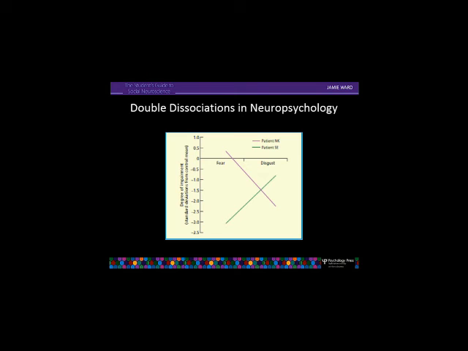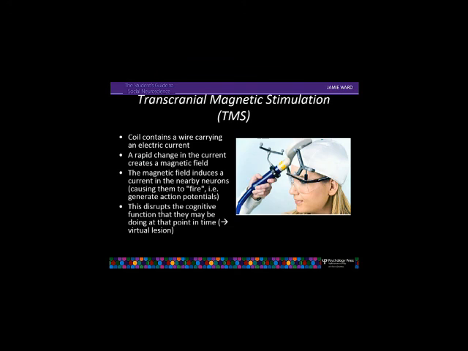The other way of doing it is to temporarily disrupt the brain. There are two methods that tend to be used. One is called TMS, or transcranial magnetic stimulation, and the other is called tDCS, or transcranial direct current stimulation. With TMS, you've got a coil, which you can't really see here, but it looks like a figure of 8, and it's got wires in it, and you pass a rapidly changing electrical current through those wires.